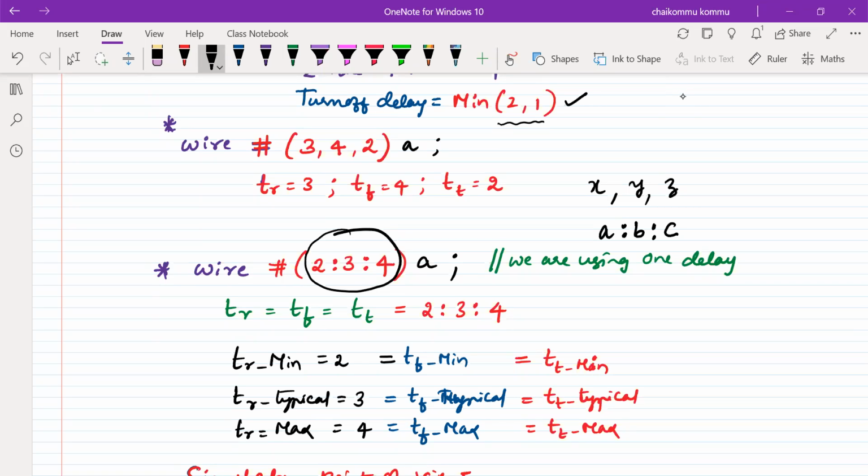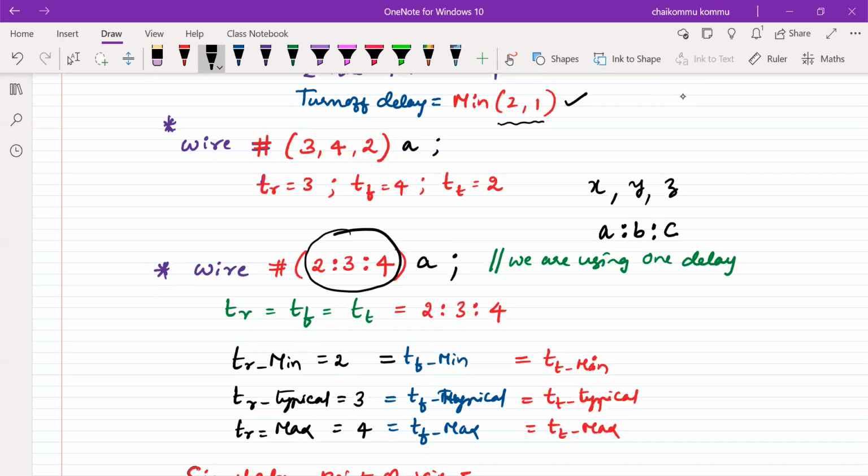Okay, so what is this one delay information? One delay information only we are giving. So that means 2, 3, 4. The first one is actually a minimum delay. Second one is a typical delay. Third one is a maximum delay. Okay, so all these things represent only one type of delay. Therefore, now only one delay information we have given.